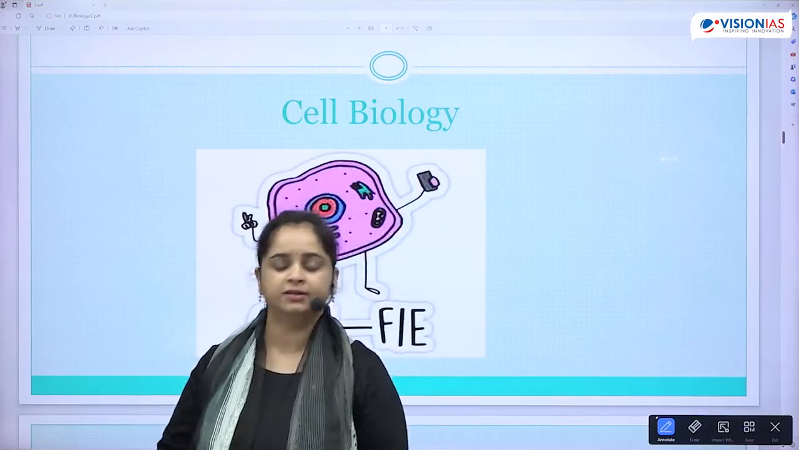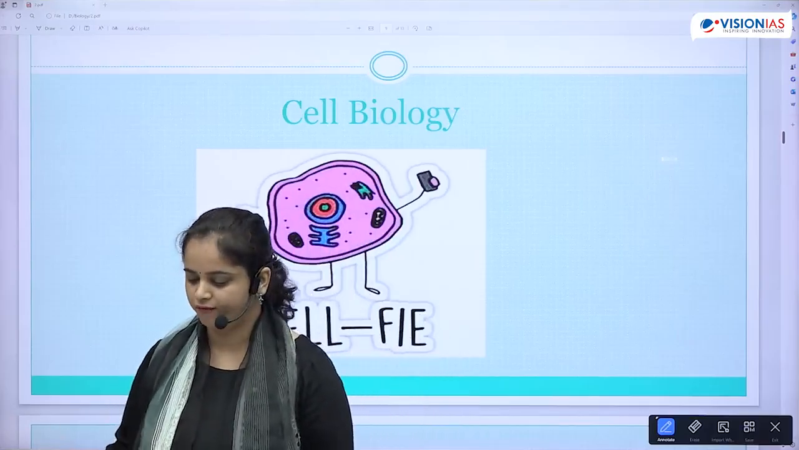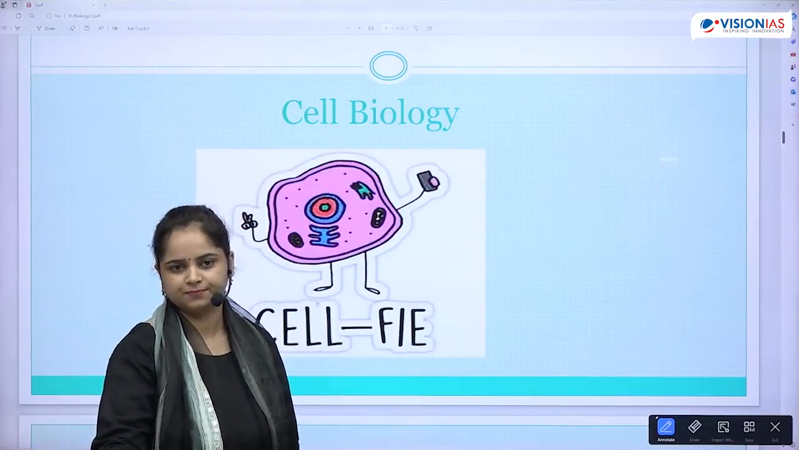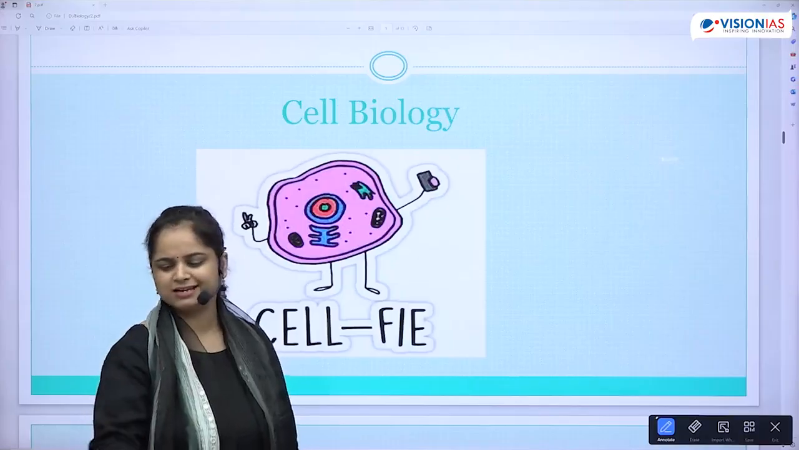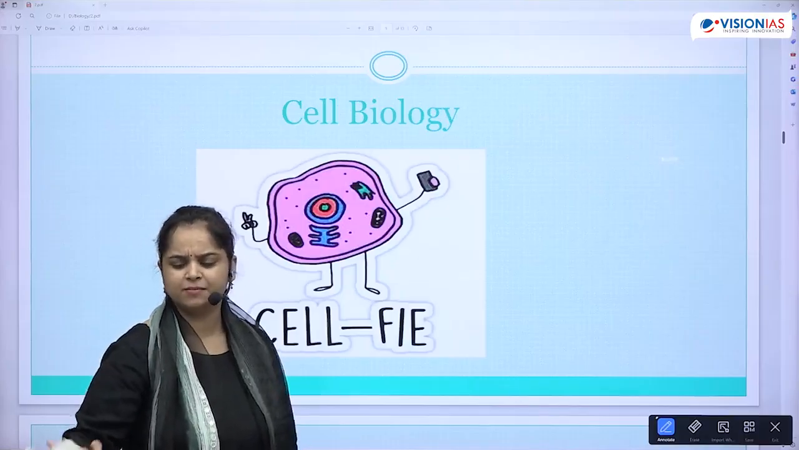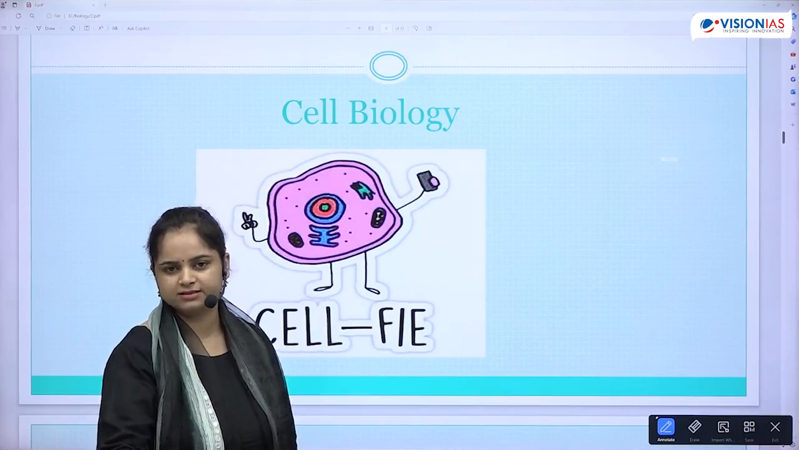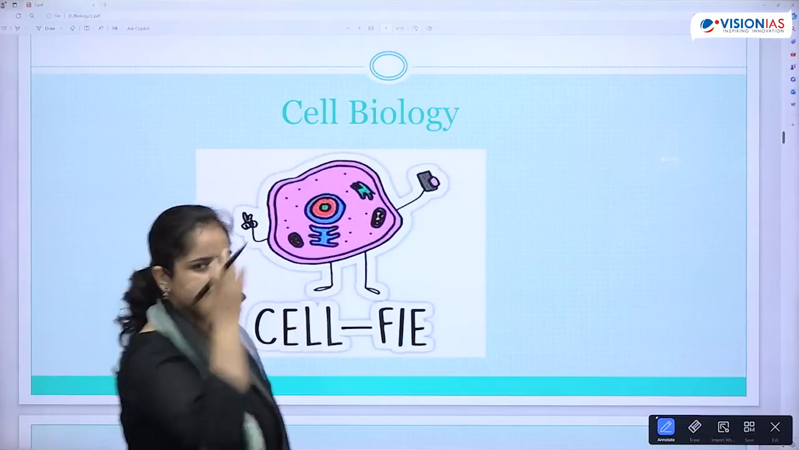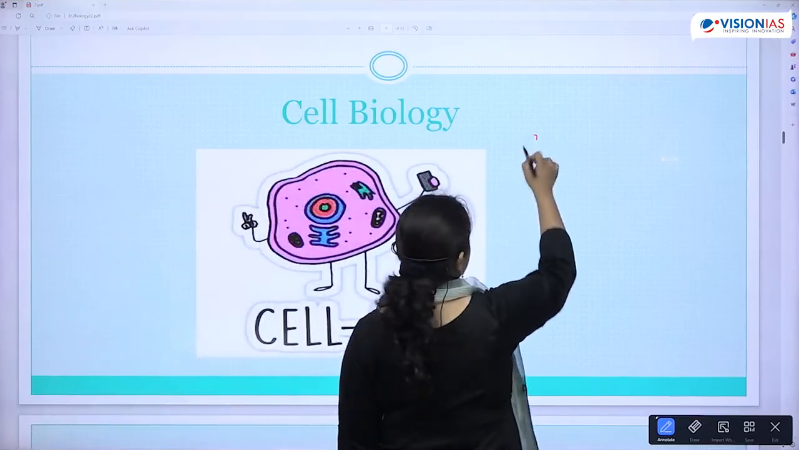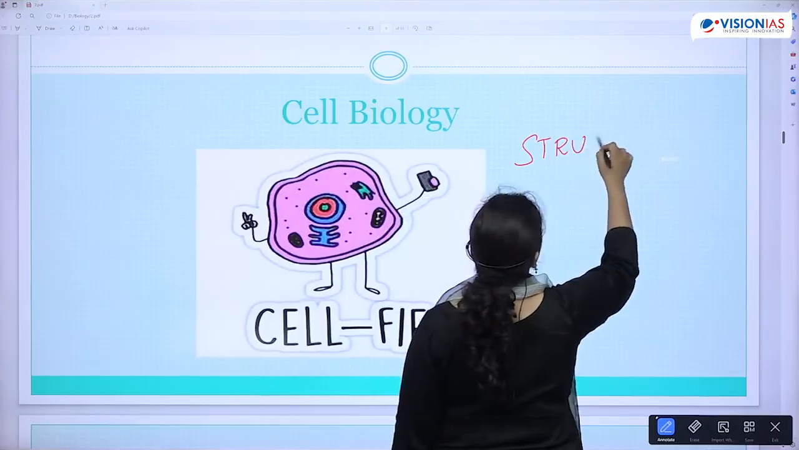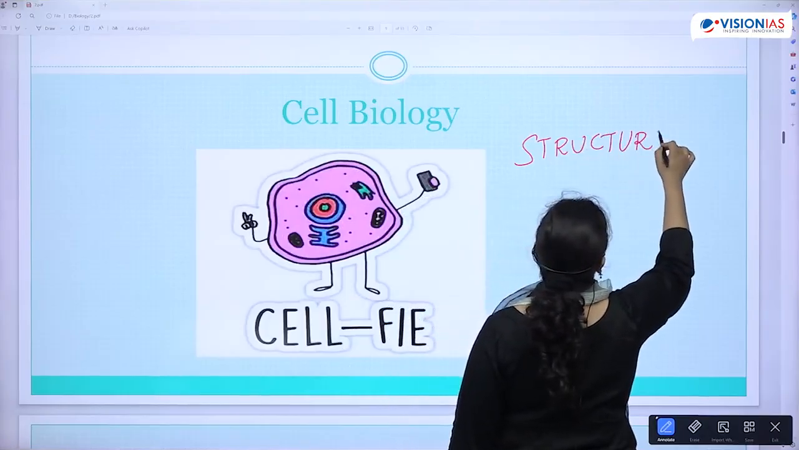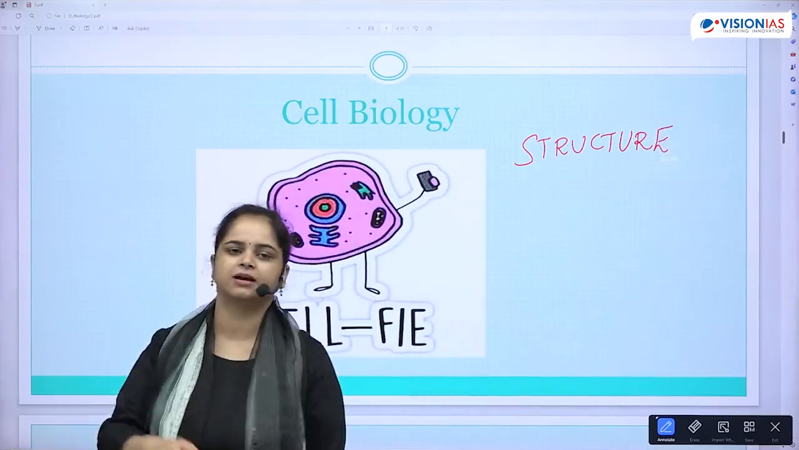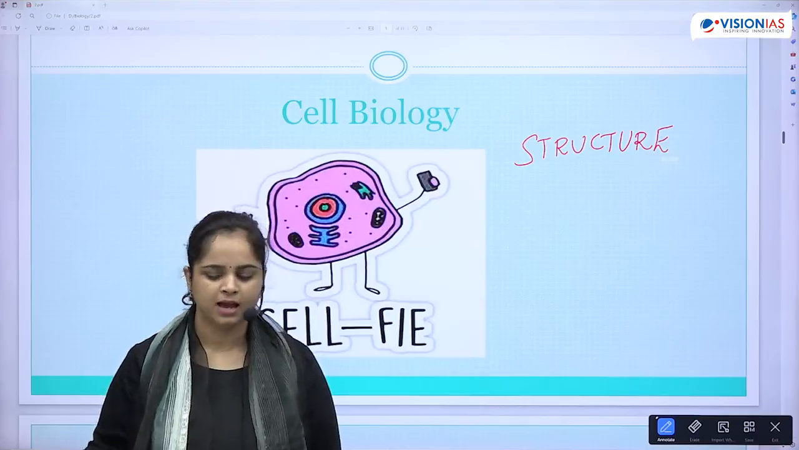So all the living organisms, all forms of life which we have, they are all made up of cells. The number of cells, kind of cells, that can be different, but cells are there in all cases. If we look at the structure of the smallest to the largest organisms, all of their bodies are made up of cells.